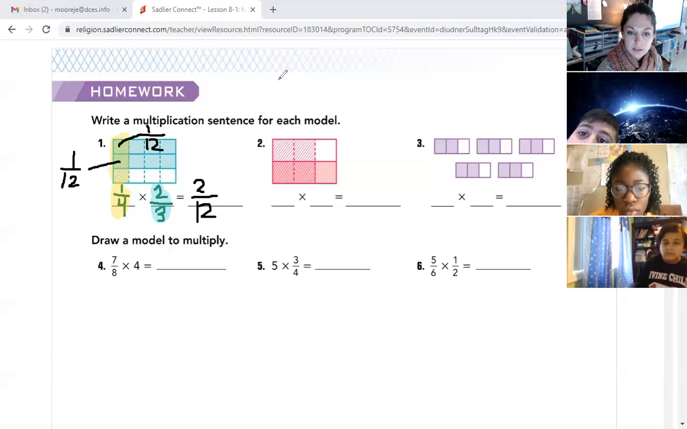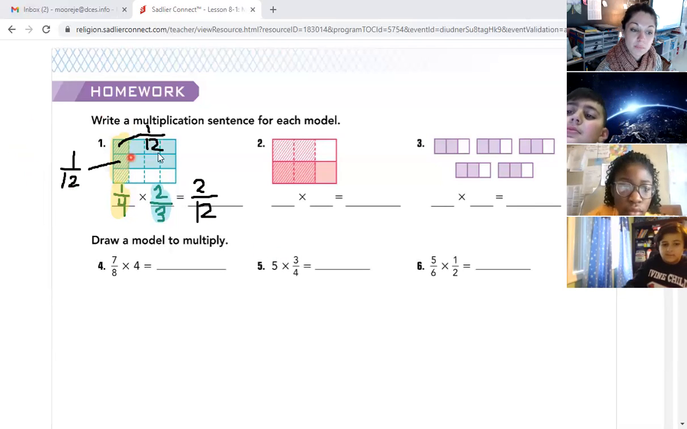Look at how easy this is. This is today's connection. Ready? What's 1 times 2? 2. What's 4 times 3? 12. Isn't that easy?